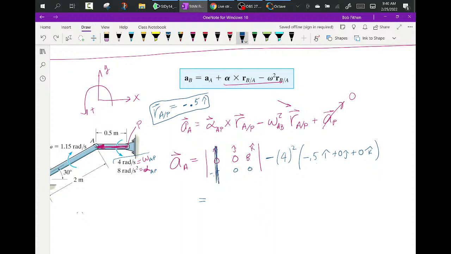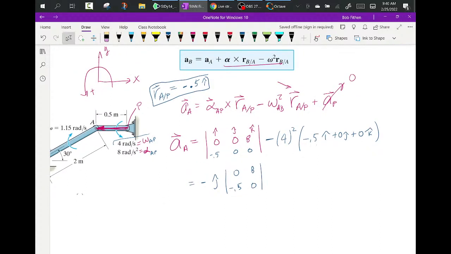If you take this one out and you take this one out, you're left with a 0 here and here. So the only thing you get is a J and a 0 minus 0.5. Well, let me back it up. Minus J. And then an 8 and a 0. So what you end up with is plus minus this term, but it has a minus out front, so you get minus 4J.